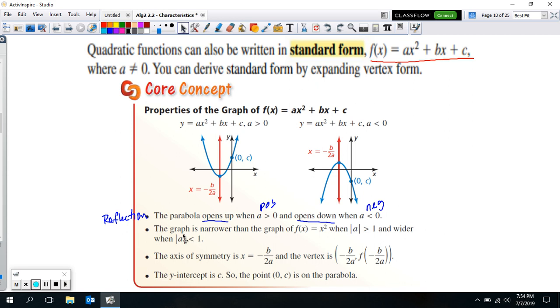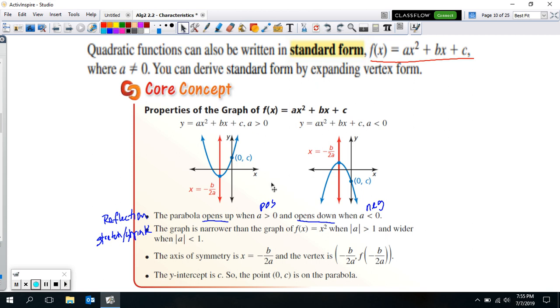This next one says the graph is narrower than the graph of the parent function. Remember, we know the parent function is f of x equals just x squared. It's narrower when the absolute value of a is greater than 1, and it's wider when the absolute value of a is less than 1. That would be not worrying about whether the a is positive or negative, but just looking at the number of a. Well, that would be the transformations of stretching and shrinking the graph, which we've seen before as well.